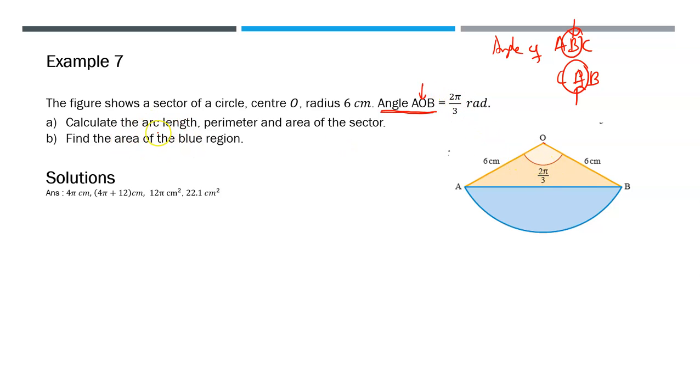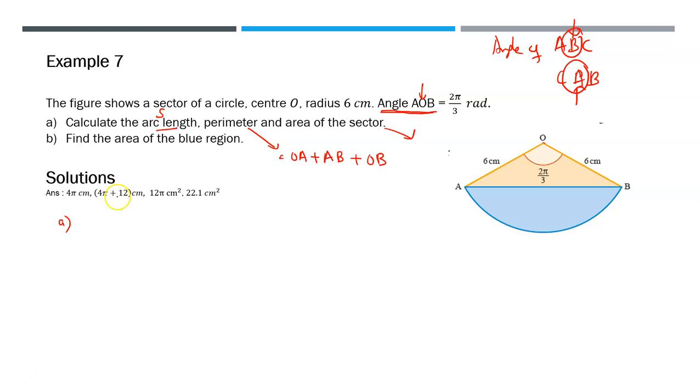Calculate the arc length. Okay. Calculate the arc length, perimeter. What is the perimeter? Perimeter is the total length of the whole figure. Maksudnya, you have to find OA plus arc of AB plus OB. Kan? Area of sector is the whole thing. Alright? So, how we solve?